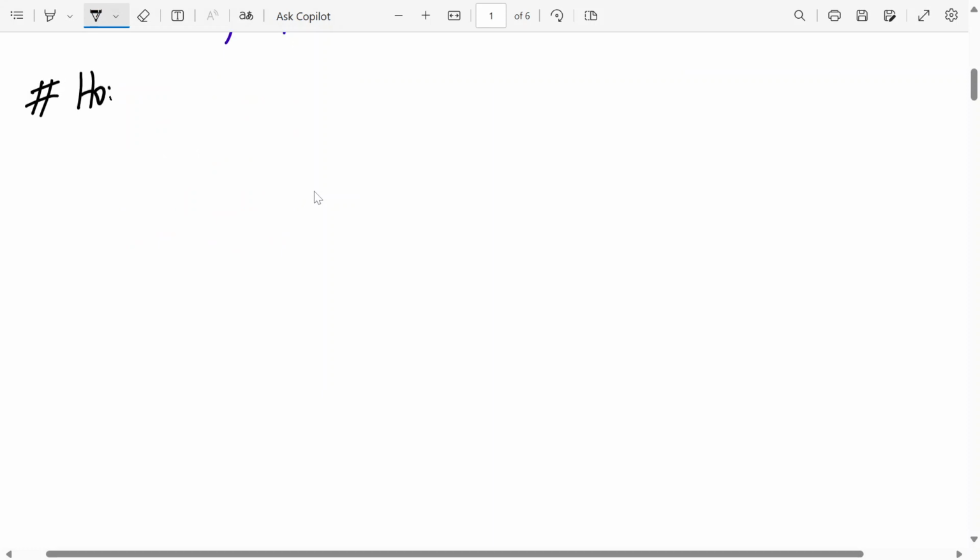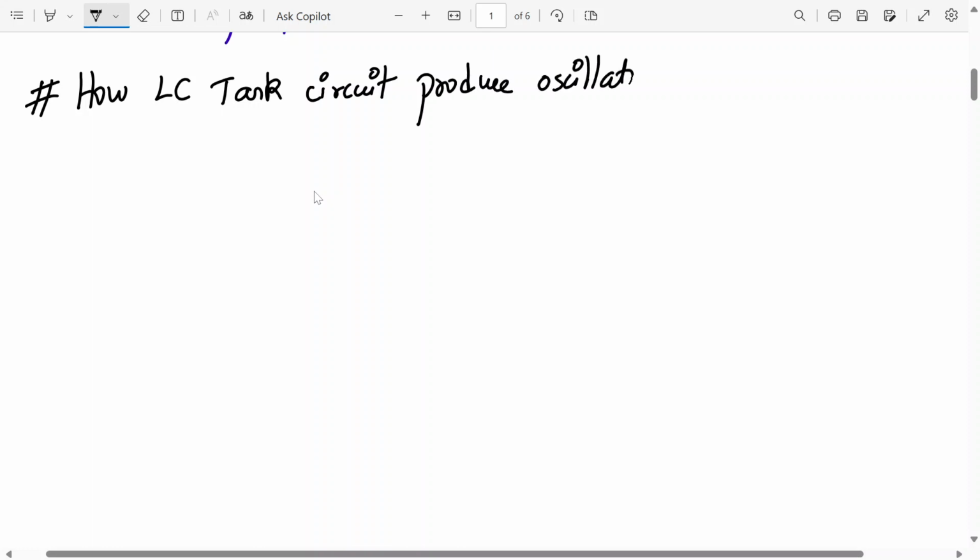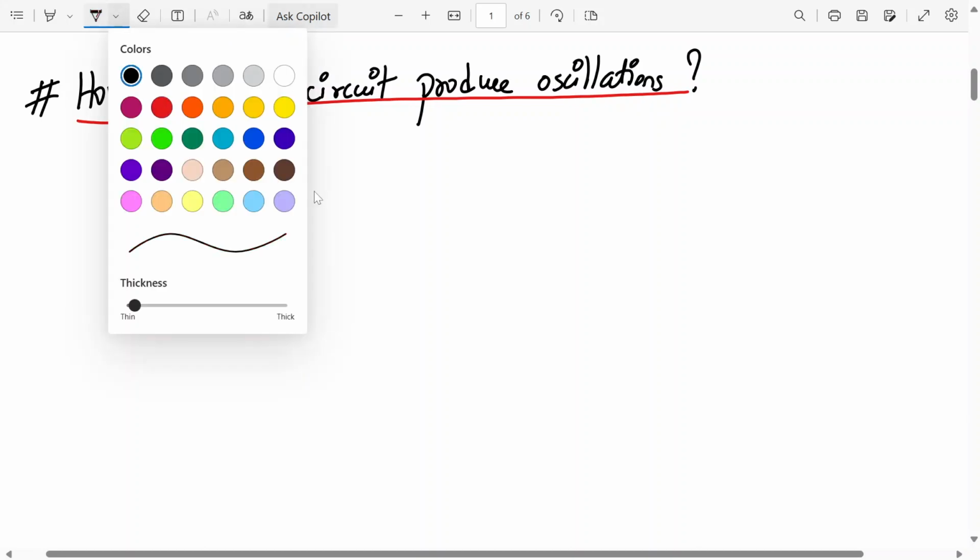Write down how the LC tank circuit produces oscillations. So the LC tank circuit also produces oscillations, but these oscillations are not sustained. That's why we require an amplifier. So this question we have to answer. Alright. So the LC tank circuit, let's write a few statements over here now.